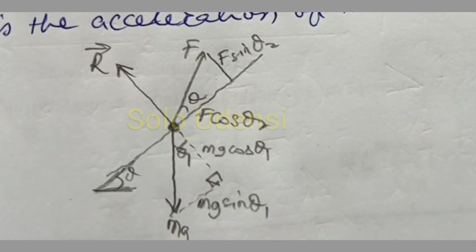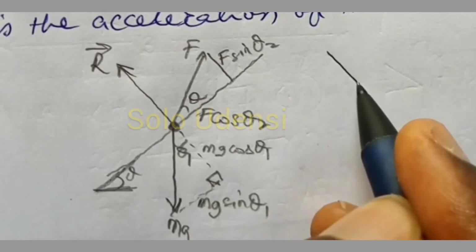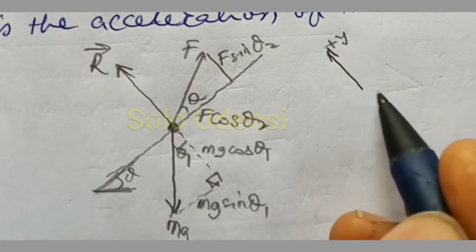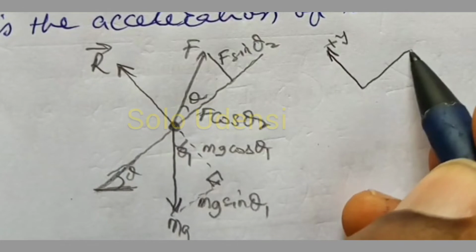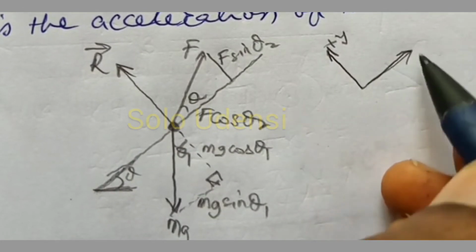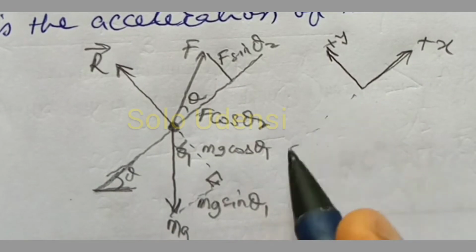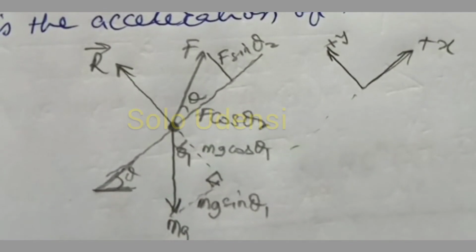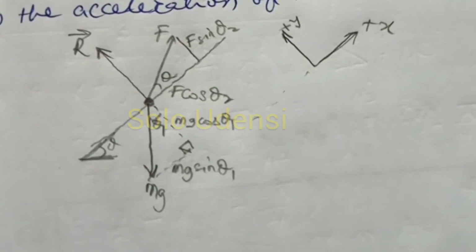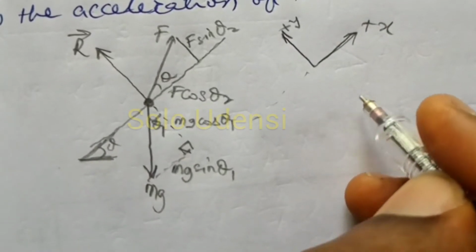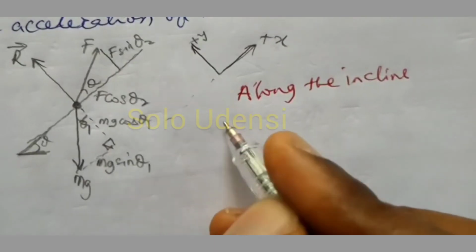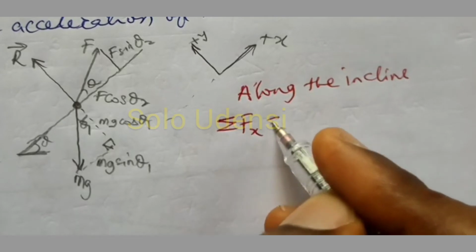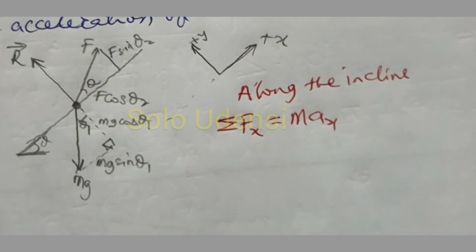For convenience, we orient our axis so that here now is our positive y-axis, perpendicular to the incline, and parallel to the incline is our positive x-axis. So you see that it's parallel to this. From here now, we say along the incline, if we apply Newton's law, sigma Fx is equal to max along that incline.